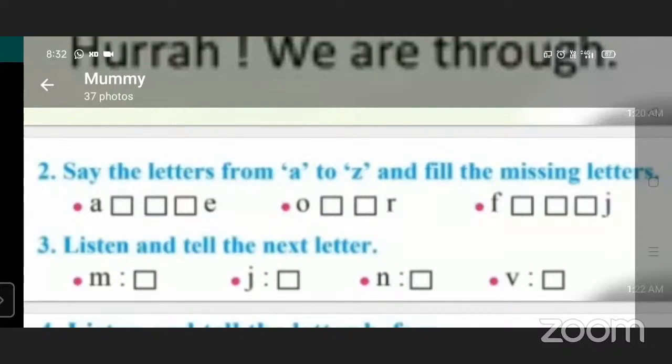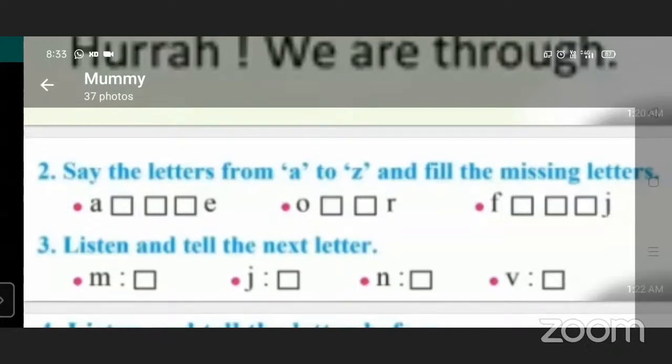Okay, so first I read this question. Listen and tell the next letter. So we tell the next letter. Okay, so here M N, yes. Our next letter is N. Okay, J. Next letter is K. Yes, very good. J K. Now third one is N. Next, yes, N O. And last is V.